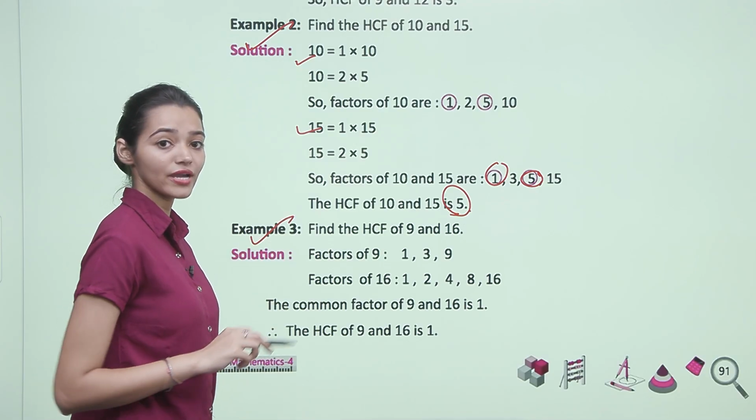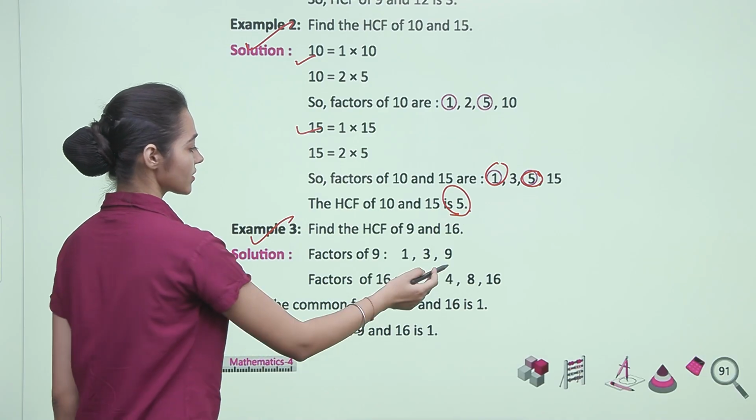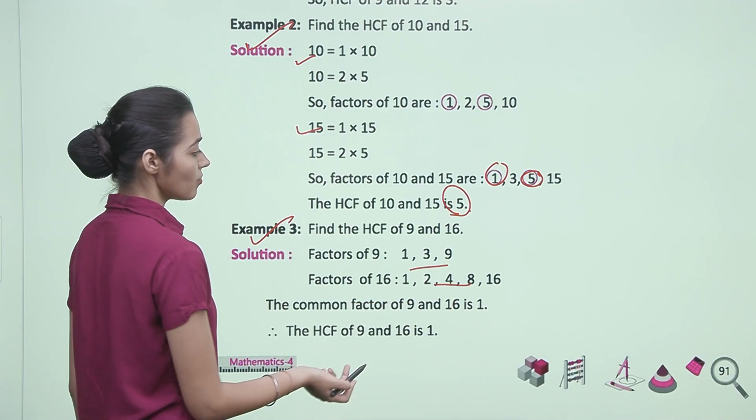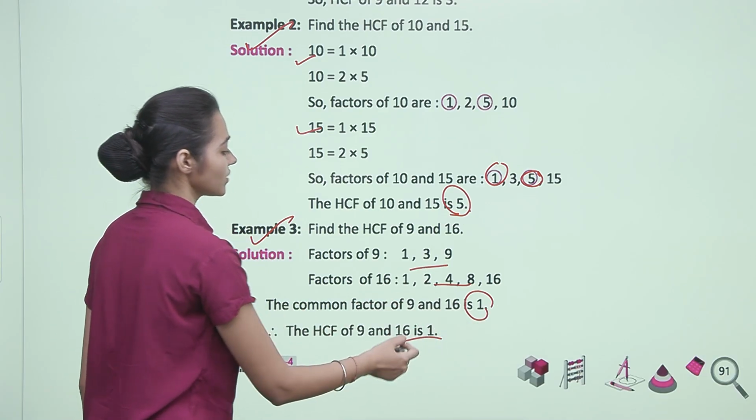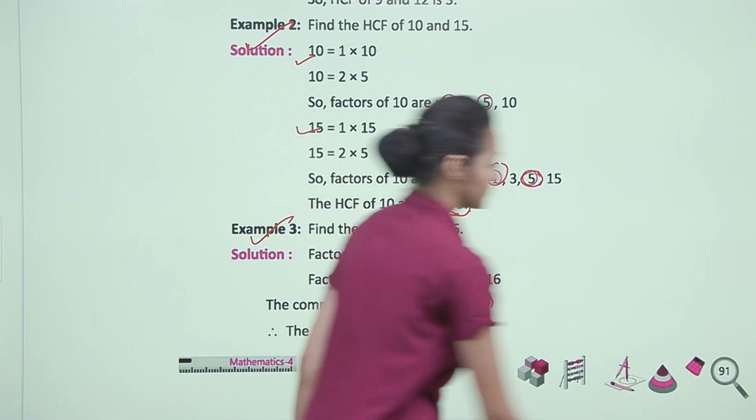Now in example number 3, we have to find the HCF of 9 and 16. Here are the factors of 9, here are the factors of 16. The common factor is only 1, so the HCF is 1.